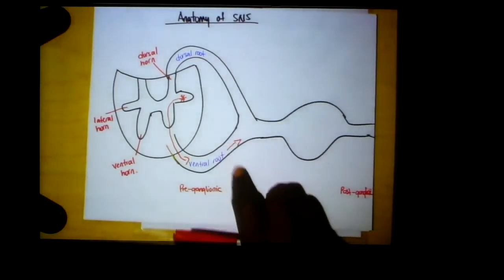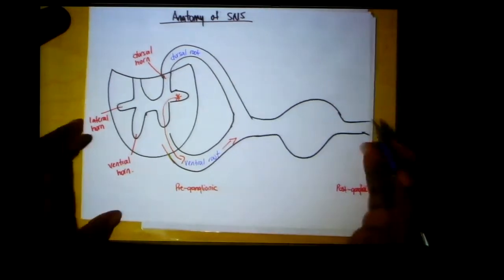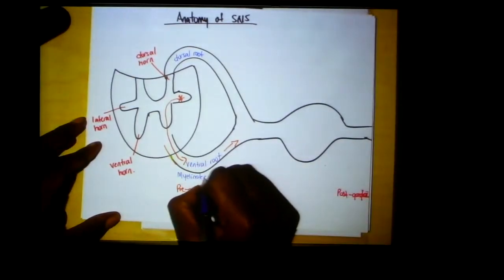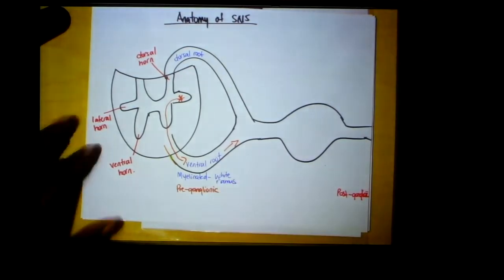Now, this part of the neuron, which we said is the preganglionic neuron, is going to be myelinated. And this is myelinated, and we call this white ramus. So this is myelinated, and so we call it white ramus or a white ramus fiber.